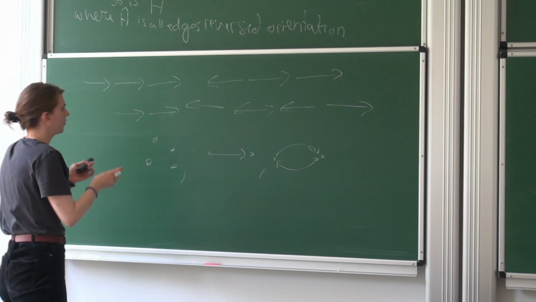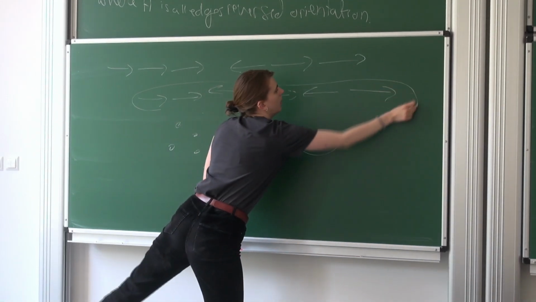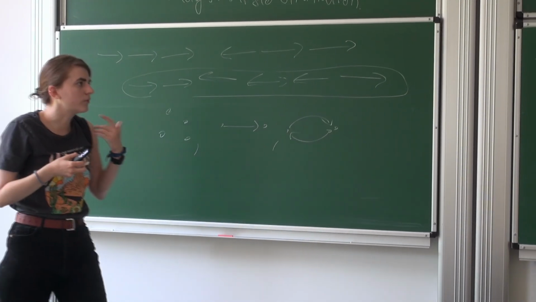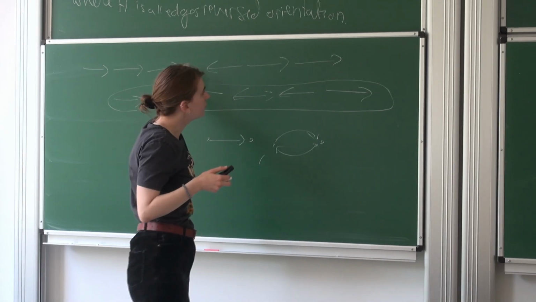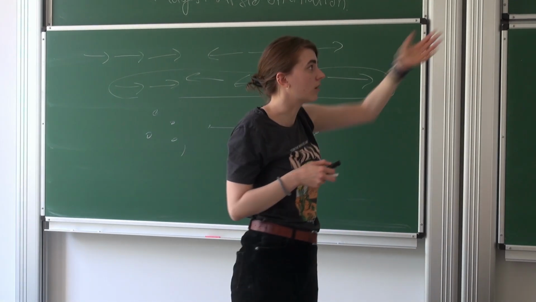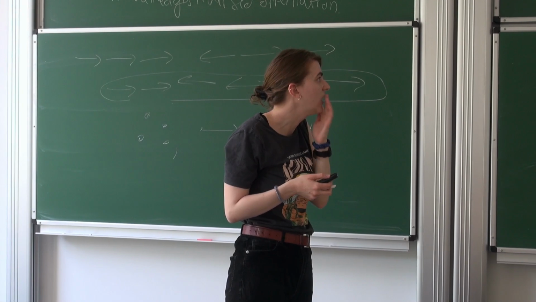And so for these two, Alex Scott, Maria Chudnovsky, and Paul Seymour showed that they're chi-bounding and therefore also chi-bounding. For the other two it was open. And I should mention they got some partial progress in both cases.